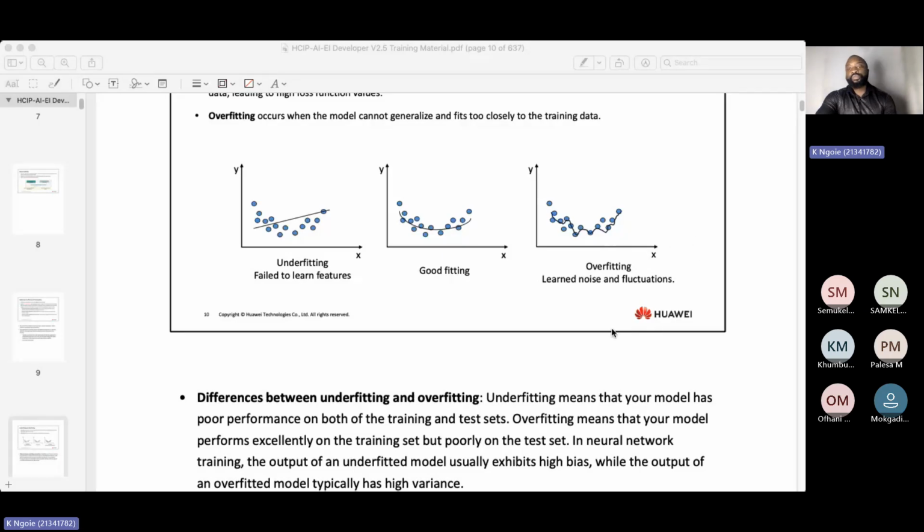Okay, so this will happen, for example, when you have a deep neural network that you're training with just a small amount of data. Okay, so how to fix it? Just simplify the model, use what we call regularization, increase your data, or use early stopping.